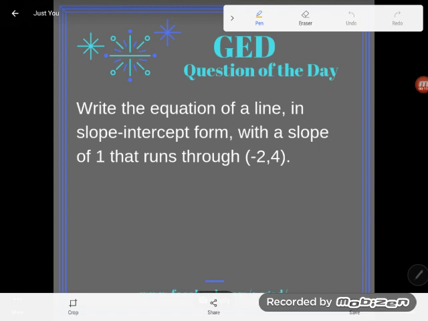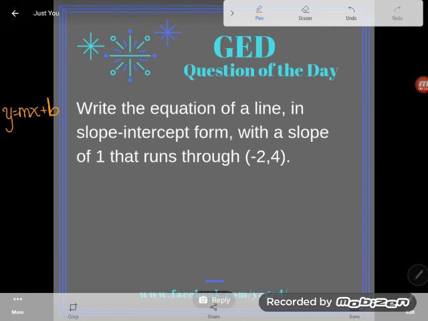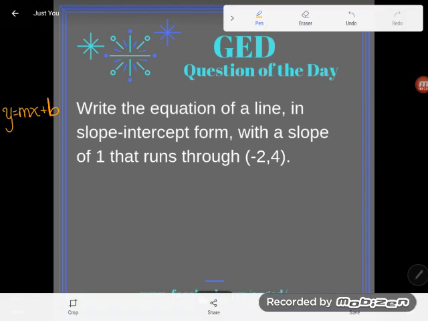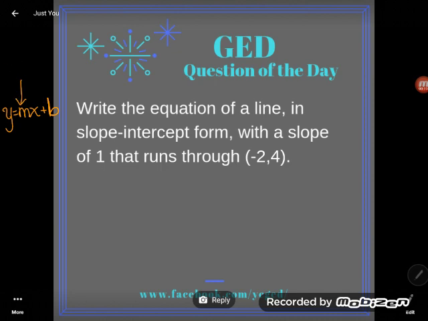It says write the equation of a line in slope-intercept form. I'll remind you that the equation of a line in slope-intercept form is located on your GED formula sheet, and it's this form, y equals mx plus b. And I'll remind you as well that you have to know this. M stands for the slope of the line, and b stands for the y-intercept.